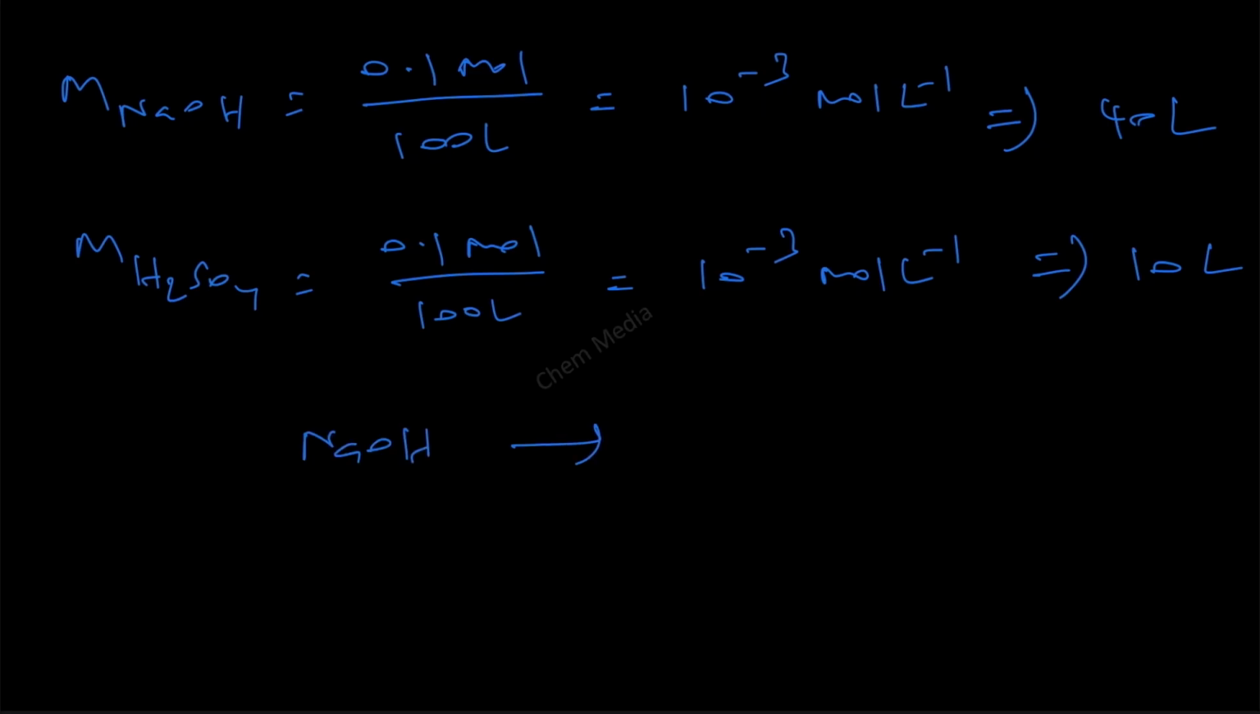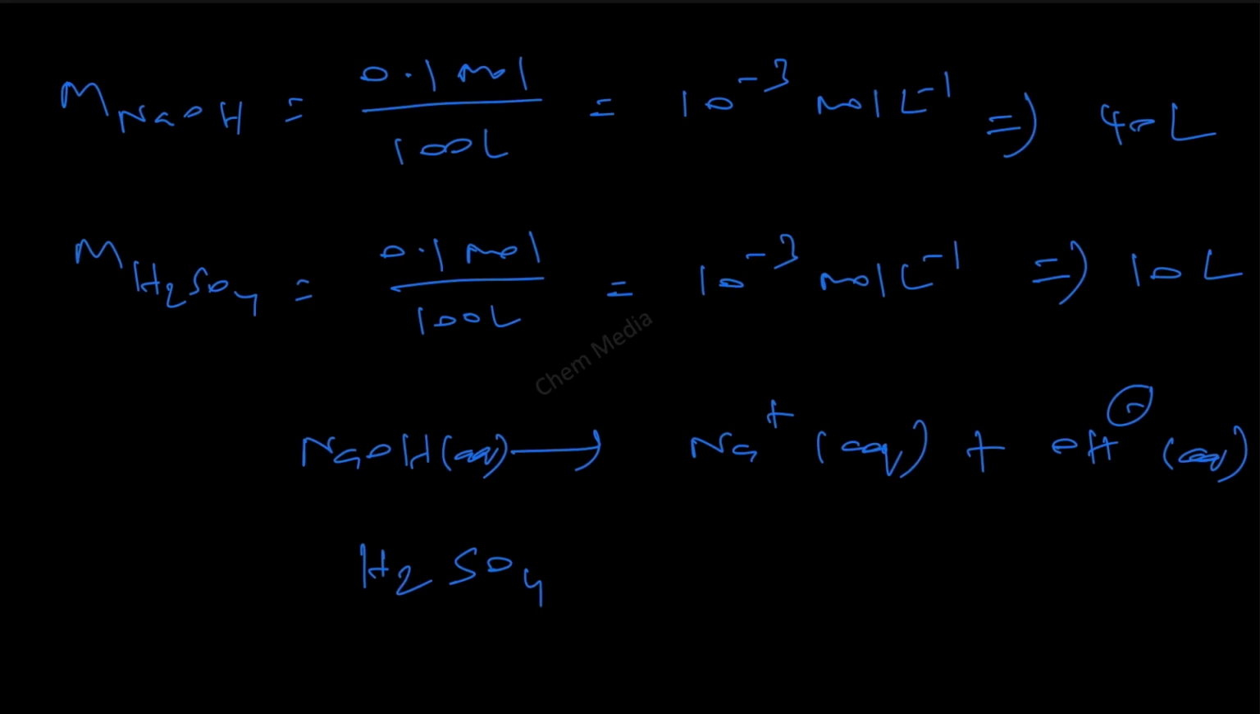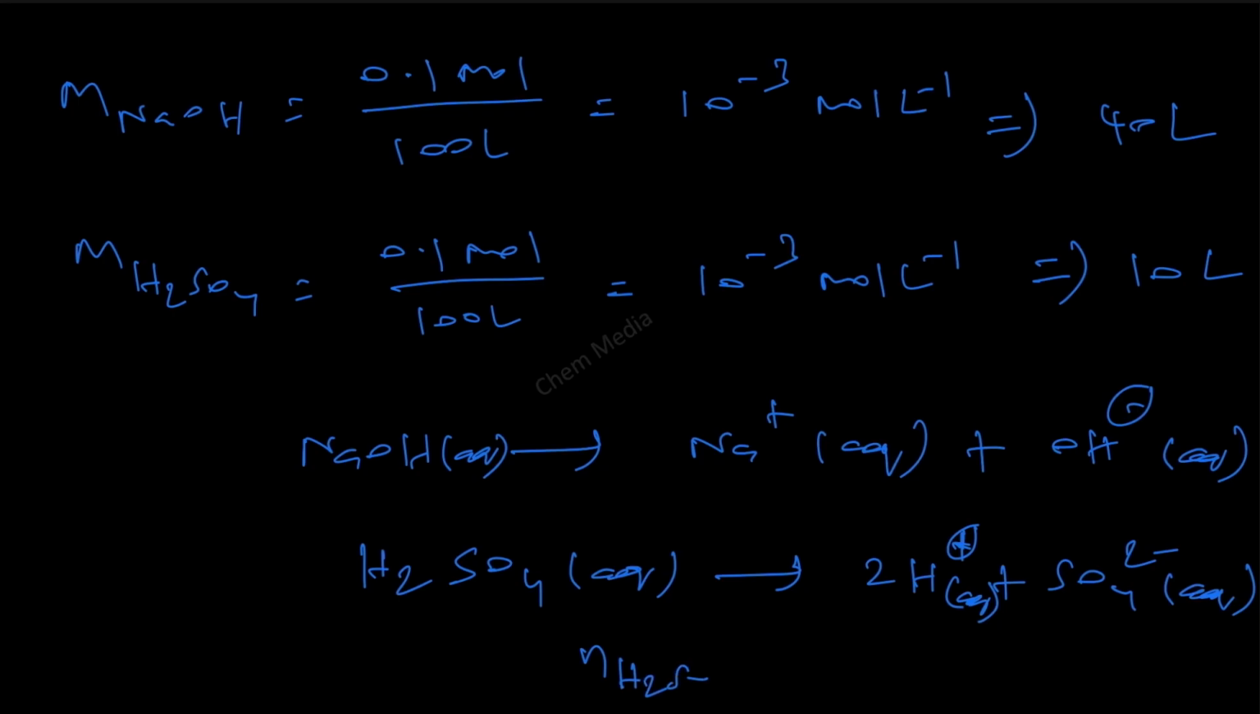When NaOH dissociates, it would dissociate as Na plus and OH minus. When H2SO4 dissociates, it would dissociate as 2 times H plus and SO4 2 minus, isn't it? So this means number of moles of H plus is equal to 2 times the number of moles of H2SO4. But to neutralize 1 mole of OH minus, we require 1 mole of H plus, isn't it? So let's determine the number of moles of OH minus and the number of moles of H plus.